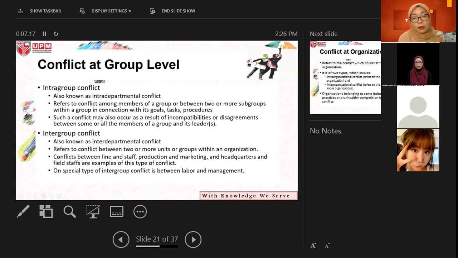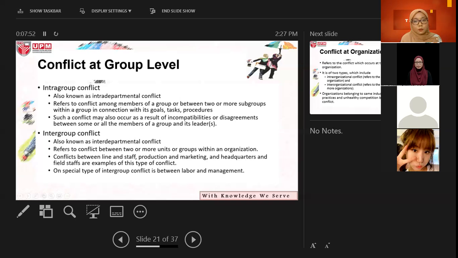Such a conflict may occur as a result of incompatibilities or disagreements between some or all of the group members and its leader. So in this case it involves leadership and followership, for example. Next, intergroup conflict means the conflict that arises between one group and another group. Intragroup is within the same group, intergroup is with another group.